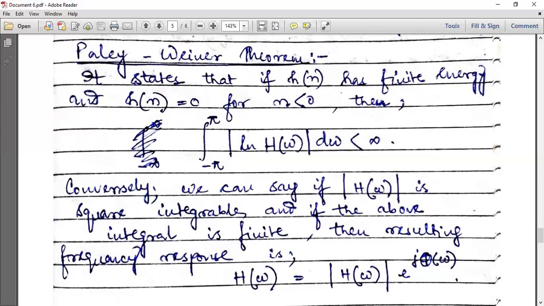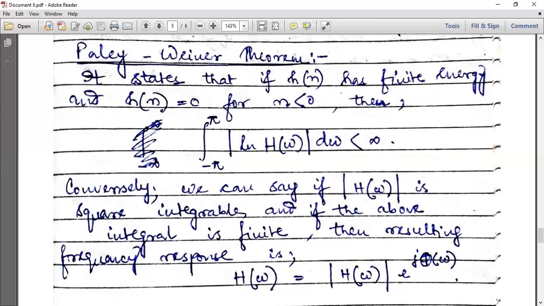So the transition band, or the transition region of the filter, is defined as the frequency band over which the transition of the frequency response from pass band to stop band takes place. Clear?